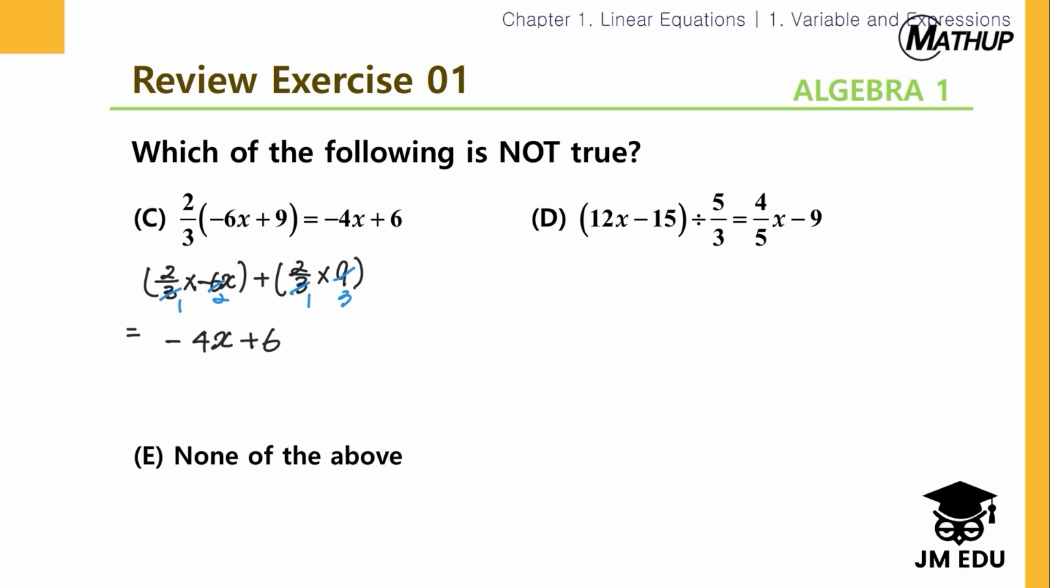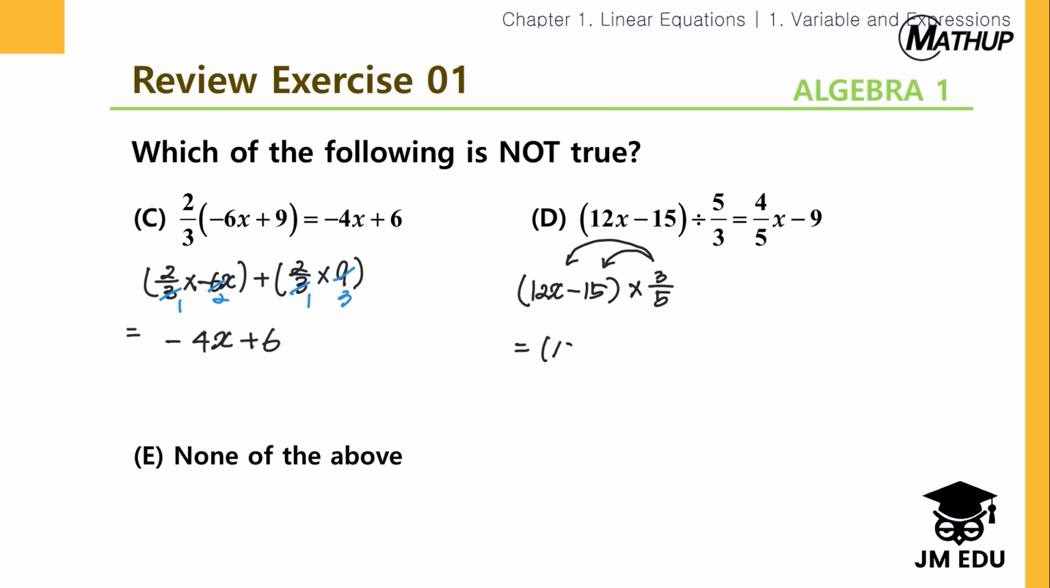D, we have 12x minus 15 divided by 5 over 3 is equal to 4 over x minus 9. We have division here, right? So the first thing we've got to do is convert it to multiplication. So let's do that. For D, we have 12x minus 15. And we're going to change that division to multiplication and switch these two numbers, right? So that is equal to, now we're going to apply the distributive law. 12x times 3 over 5 plus negative 15 times 3 over 5.